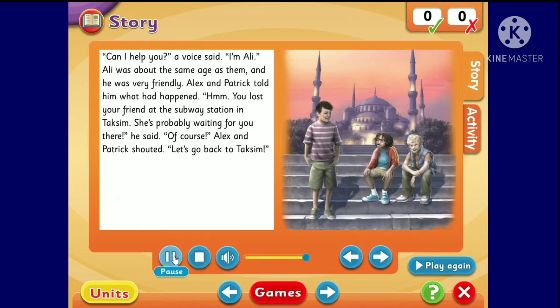"Can I help you?" a voice said. "I'm Ali." Ali was about the same age as them, and he was very friendly. Alex and Patrick told him what had happened. "You lost your friend at the subway station in Taksim. She's probably waiting for you there," he said. "Of course," Alex and Patrick shouted. "Let's go back to Taksim."